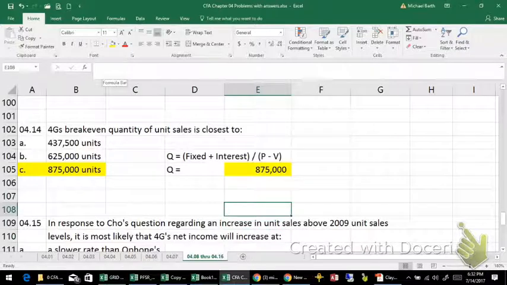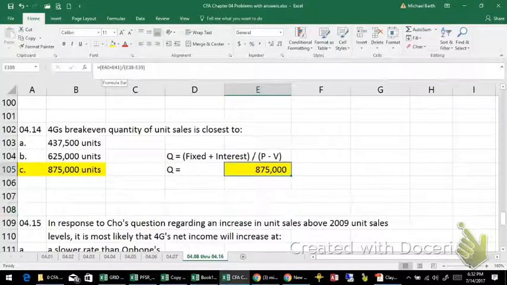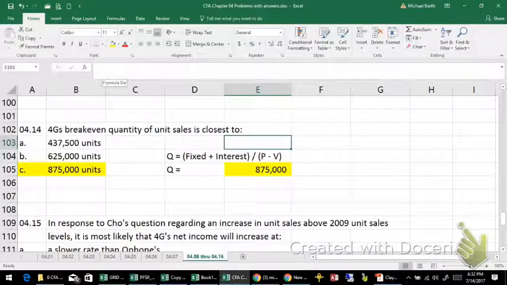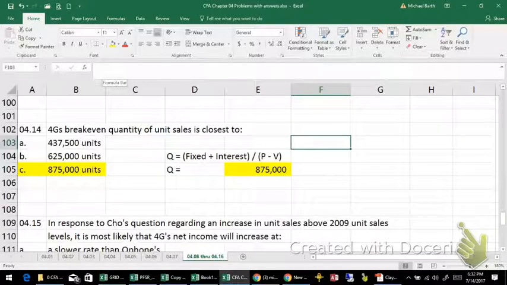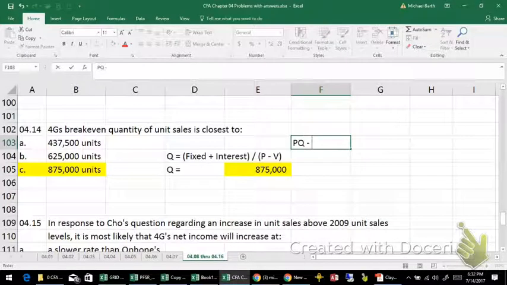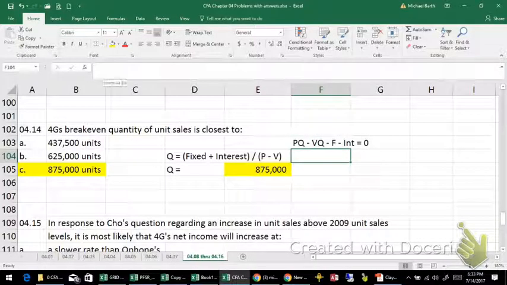All right, 4.14, 4G's break-even quantity of units. To calculate the break-even quantity of units, we take the fixed expenses and divide them by the contribution margin. Again, the break-even quantity of unit sales is the point where net income would be exactly zero. So PQ minus VQ minus F minus interest is exactly equal to zero. That's what we're trying to find. At what units would that be?